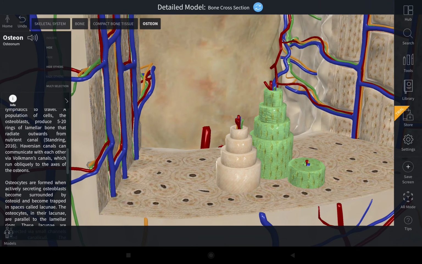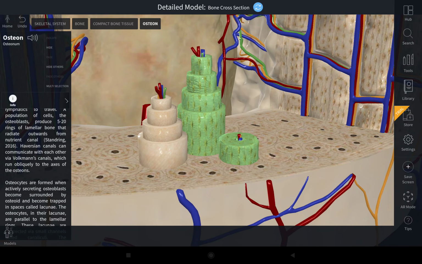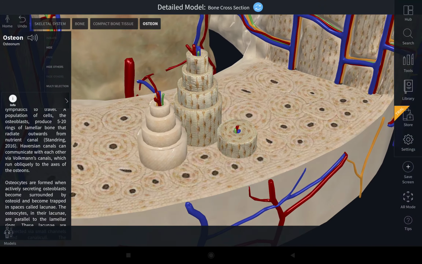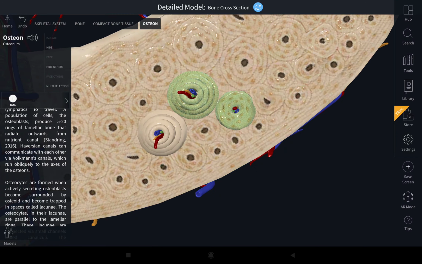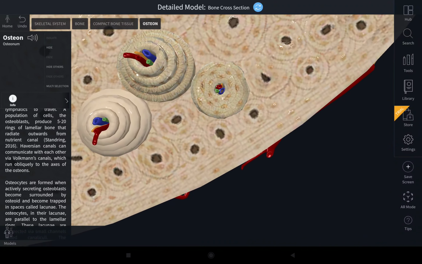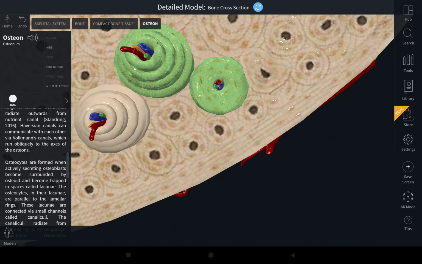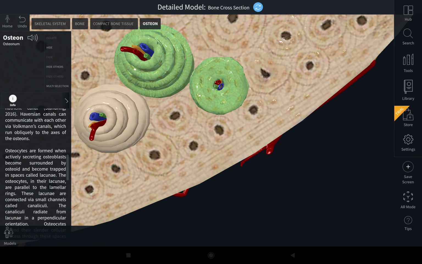Osteocytes are formed when actively secreting osteoblasts become surrounded by osteoid and become trapped in spaces called lacunae. The osteocytes in their lacunae are parallel to the lamellar rings. These lacunae are connected by small channels called canaliculi.